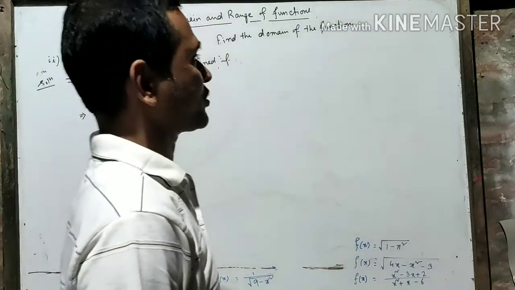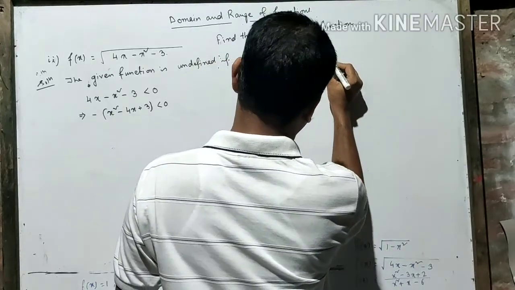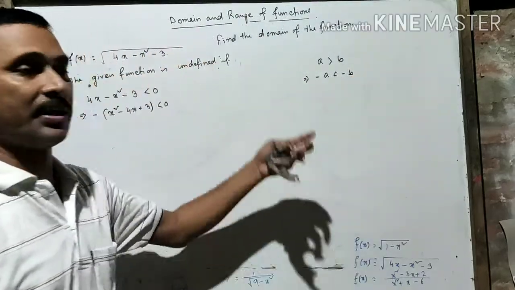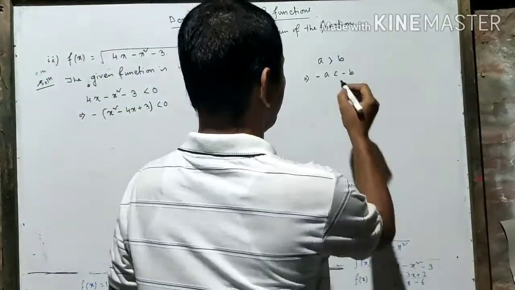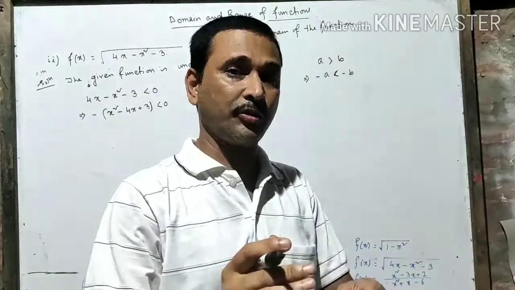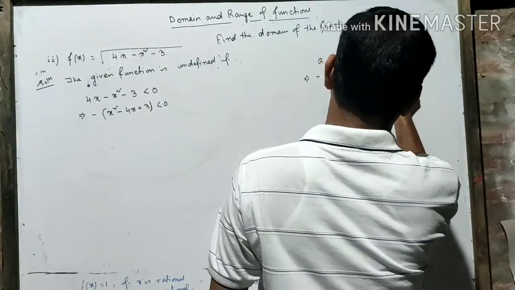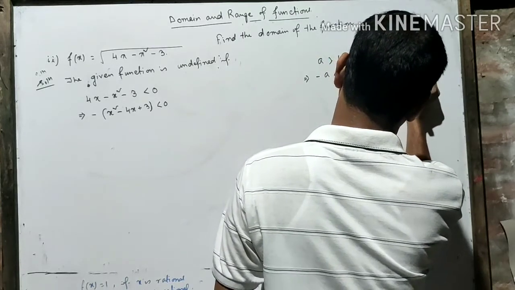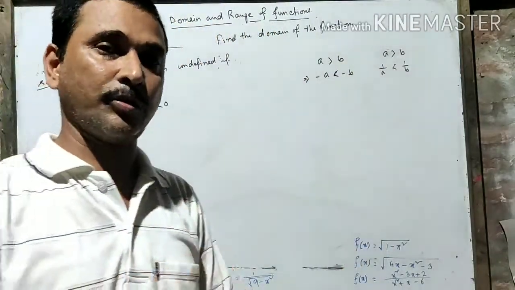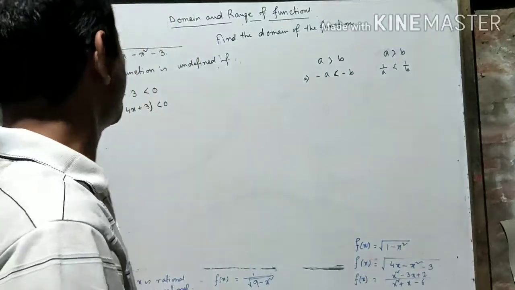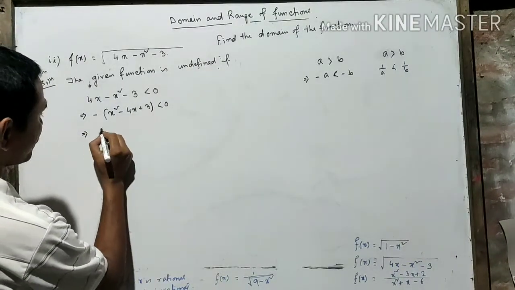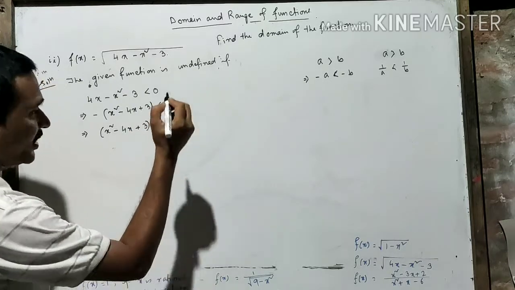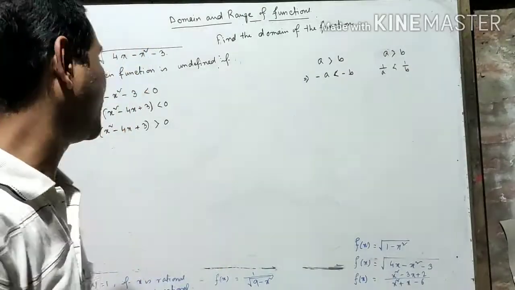And now there are two rules for inequality. A greater than b implies minus a less than minus b. Whenever sign changes, inequality changes. There is one more rule: A greater than b, 1 by a less than 1 by b. That means the ratio changes, inequality changes. Here we will change the sign of both sides. x square minus 4x plus 3 will be greater than 0, because sign changes, inequality changes.